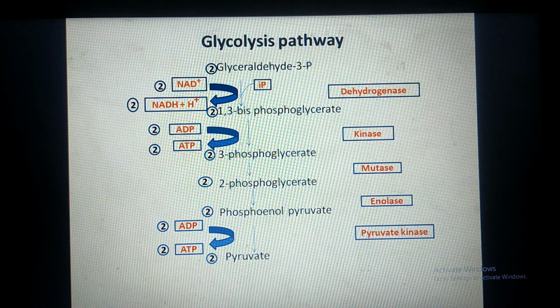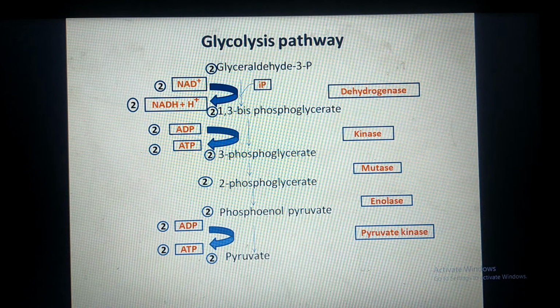In general, ATP synthesis occurs in the electron transport chain by chemiosmotic theory. But here the ATPs are directly synthesized by taking an inorganic phosphate from the substrate. So this type of ATP synthesis is called substrate level phosphorylation. The enzyme required here is kinase. The complete name is 1,3-bisphosphoglycerate kinase.